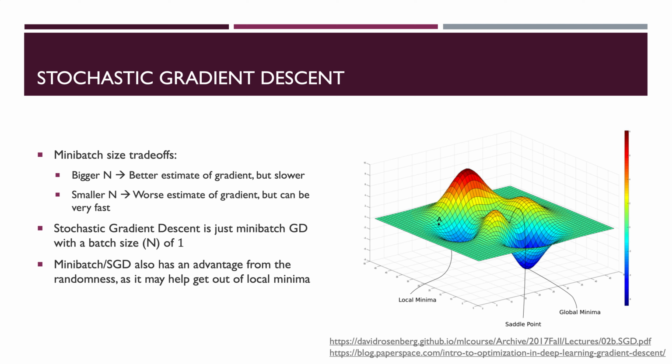And mini-batch and stochastic gradient descent can have an advantage due to taking random samples, since it can help get out of local minima when we really want to try to find the global minima. And there aren't really proofs for this, but we've just seen it work in practice.